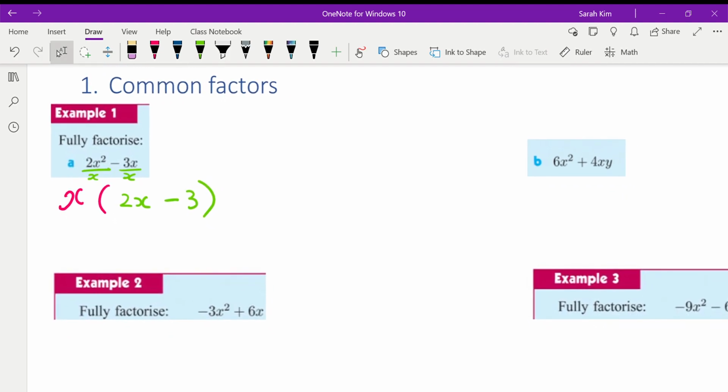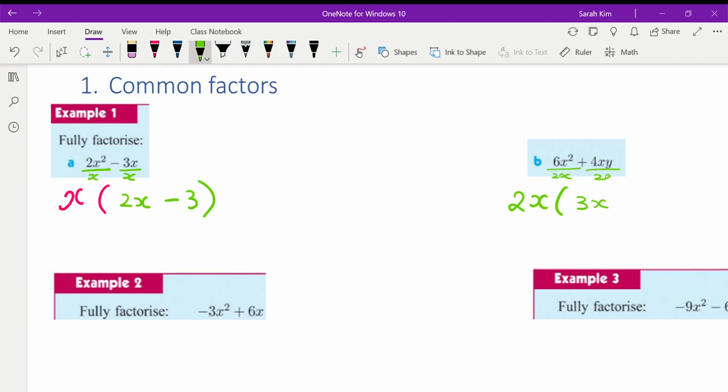B, I need to notice that x is my common factor, and also a number 2 can be divided out from 6 and 4. So 6x squared divided by 2x is going to be the remainder of the first term. So that'll be 3 with my number. I do 6 divided by 2 first and write it down, and then x squared divided by x will give me x. So you just need to look at each term and divide it by the common factor.